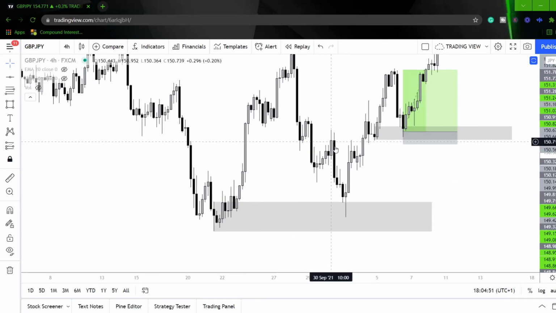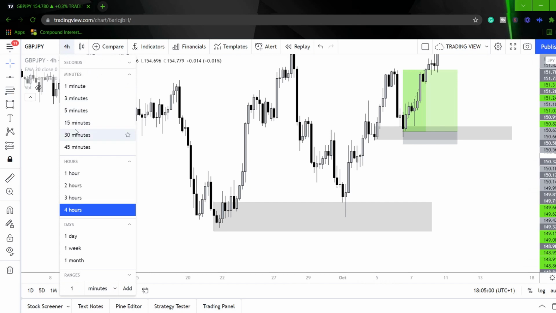All right, so price came down, okay? We've hit this 4-hour order block. We've tapped into that quite nicely and we've started to push higher, right? Taking out these protective highs.